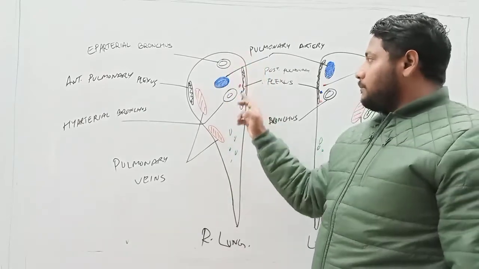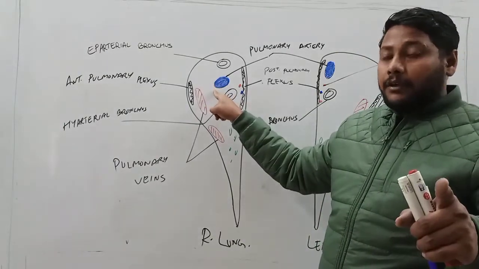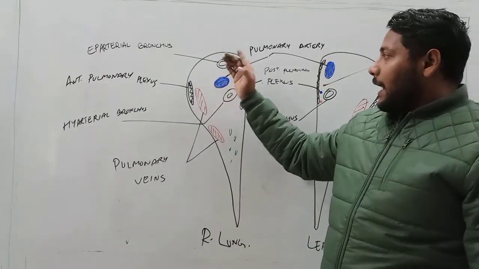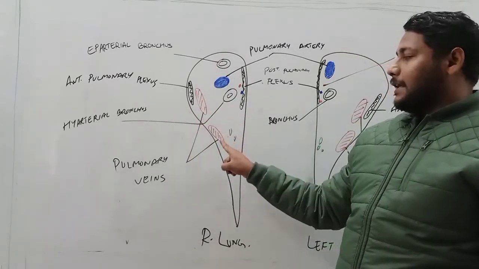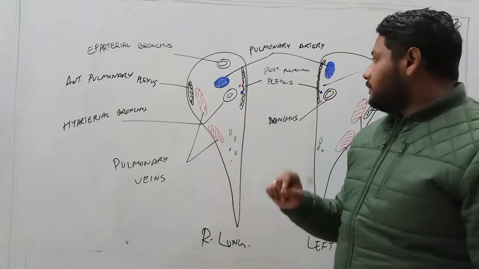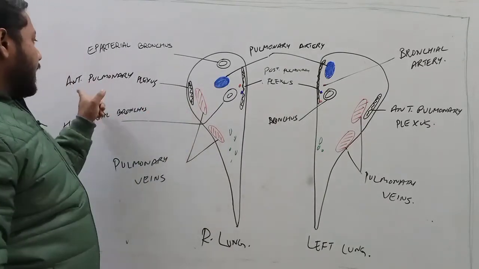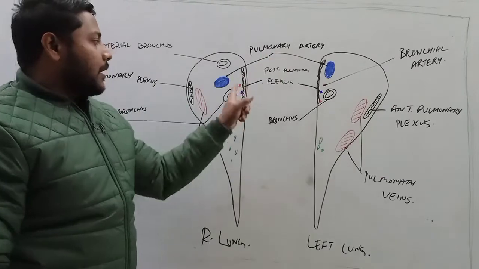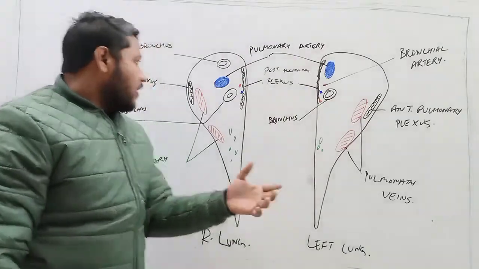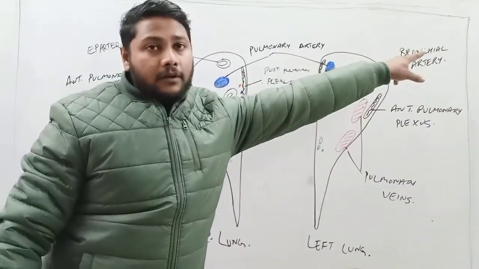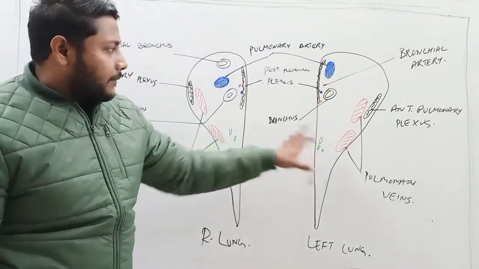Just in front of the bronchus, in the midway, we have a pulmonary artery, which is drawn in blue color. And on the most anterior part, we have two pulmonary veins, the superior pulmonary vein and the inferior pulmonary vein. On the anterior part, we have the anterior pulmonary plexus, the nerve plexus, and on the posterior part, we have the posterior pulmonary plexus. Apart from this, what else do we have? We have the bronchial artery, and we have the bronchial veins, the vessels. We have some lymphatics over here.